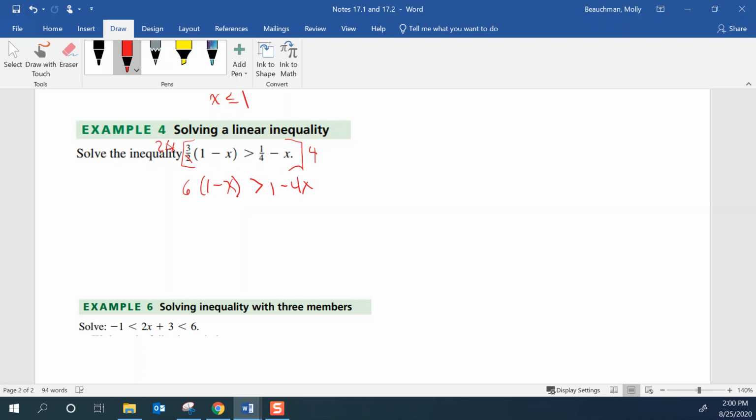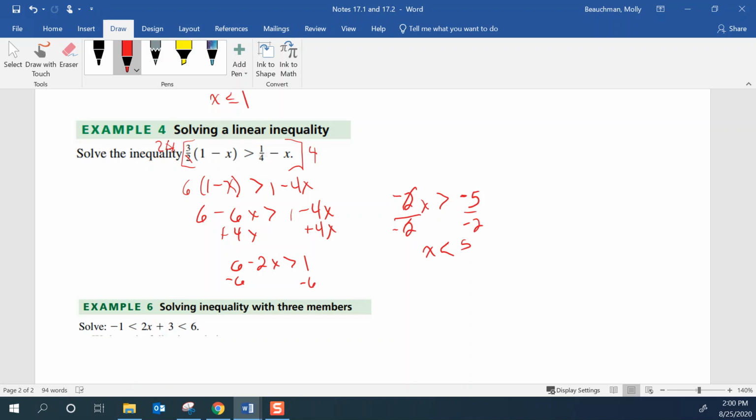So the first step wasn't solving an inequality, it was getting rid of our fractions so we don't have such a complicated equation. Now follow steps for solving. We get 6 minus 6x is greater than 1 minus 4x. I'm going to add 4x to both sides. We get 6 minus 2x is greater than 1. Subtract 6 from each side. Negative 2x is greater than 1 minus 6, which is negative 5. Now we're dividing both sides by negative 2, so our inequality has to switch direction. X is less than a positive 5 halves.